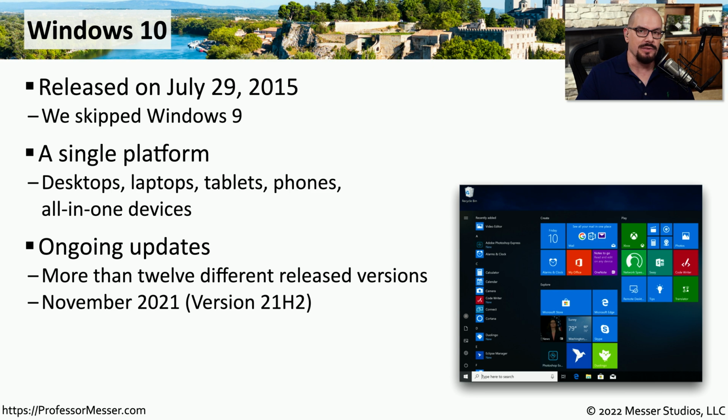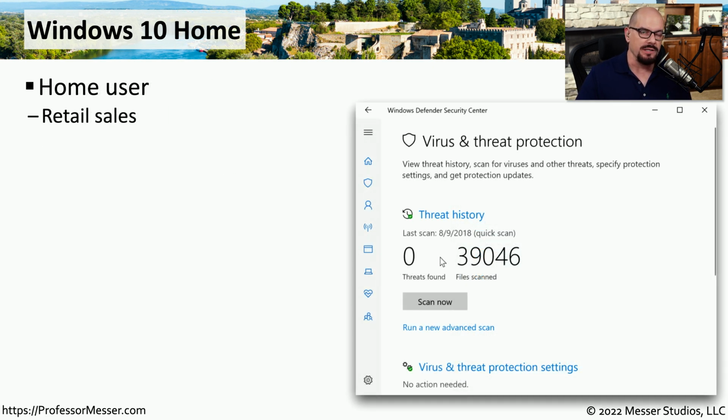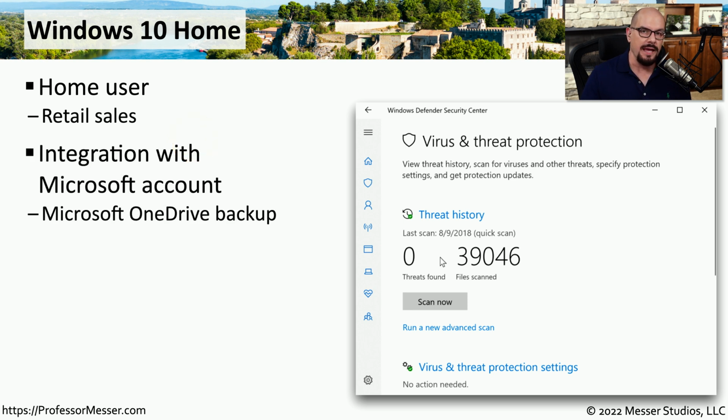The version that's either the last update or very close to the last update is version 21H2 that was released in November of 2021. If you bought a Windows 10 computer from a big box store, then it probably came with Windows 10 Home. This would be the default edition for Windows for anyone who's outside of a work or enterprise environment. If you have a Microsoft account, then Windows 10 will integrate with that account to provide you with a login, and it also integrates with the Microsoft OneDrive backup so that anything you do in the operating system is automatically backed up to your OneDrive files.